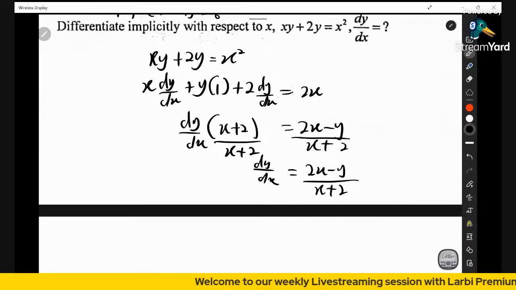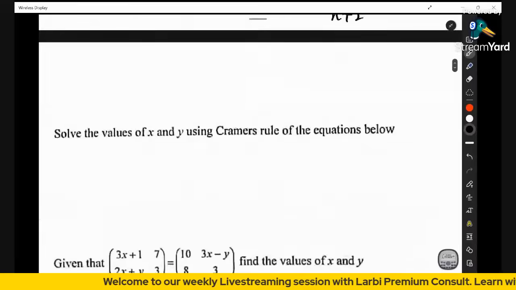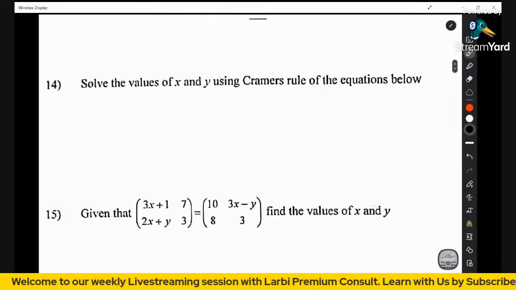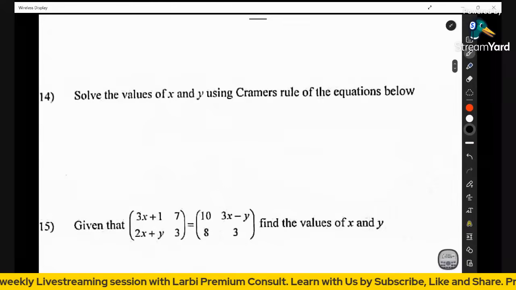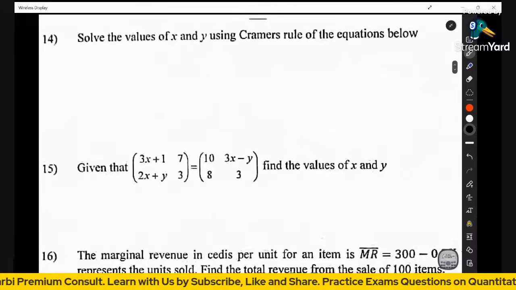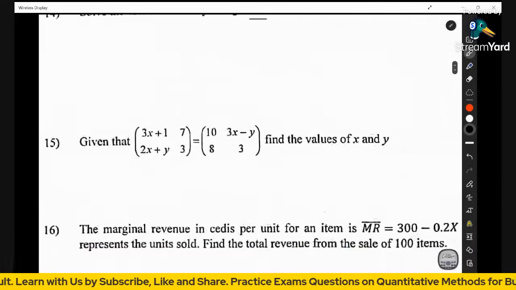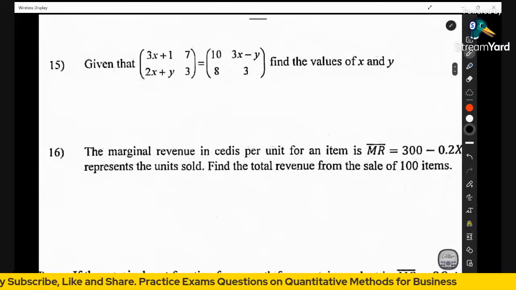Very simple. Okay, question number 14. This equation is not here. Okay, I'll come back to that. I don't know why I don't have it here. So let's move on to question number 15.